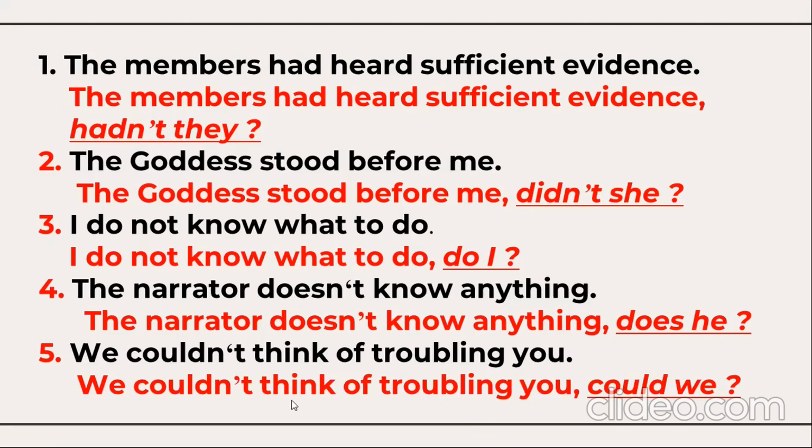Now why have we written here could we? Because the sentence is in the negative form and the question tag should be positive. So both should not be the same. Remember, both should not be the same. If the sentence is negative, the question tag is positive. Sentence positive, question tag negative.